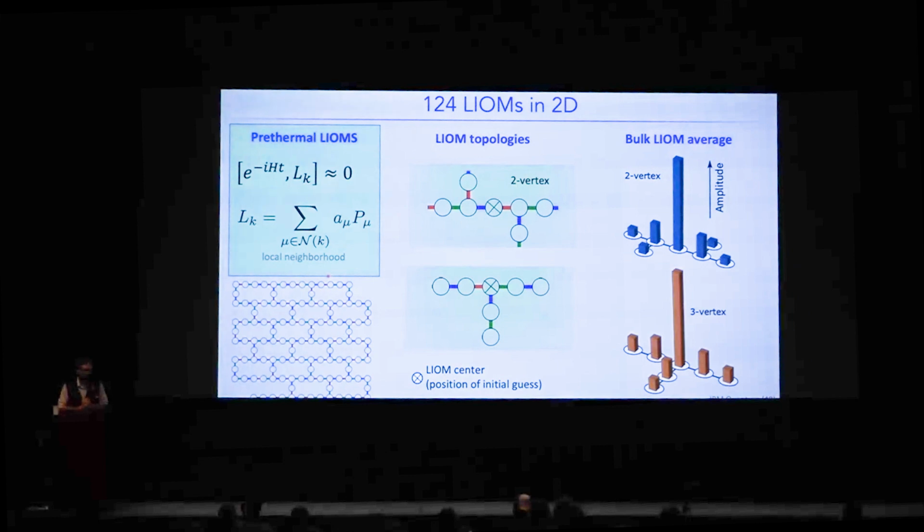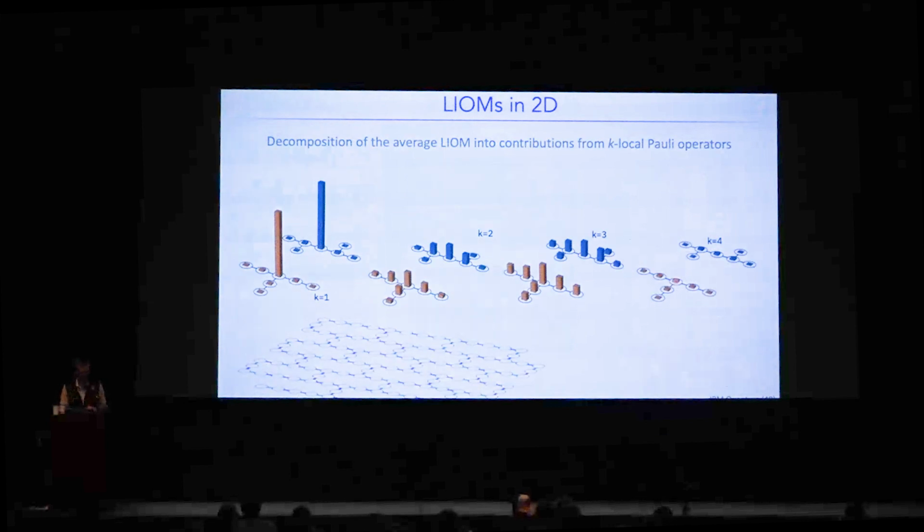Now, to show you the Leons in 2D, it gets a little more tricky. Here, I should really call them pre-thermal Leons, most likely, or approximate Leons. There are 2 types of distinct topologies for these: vertices or spins that are coupled to 2 neighbors, or spins that are coupled to 3 neighbors. And we can extract a detailed portrait of the Leons, as a function of the Pauli weight that goes to higher weights.